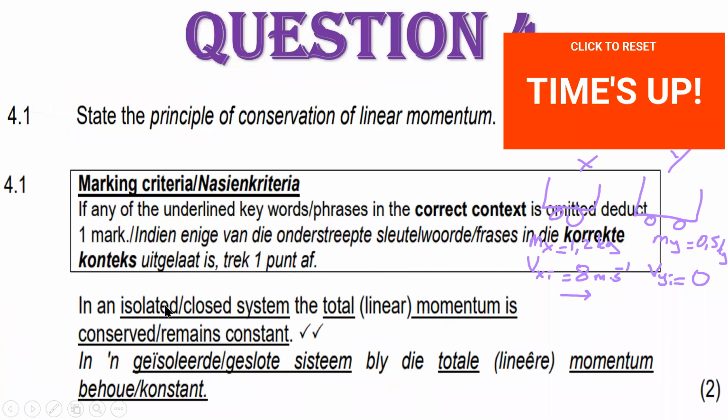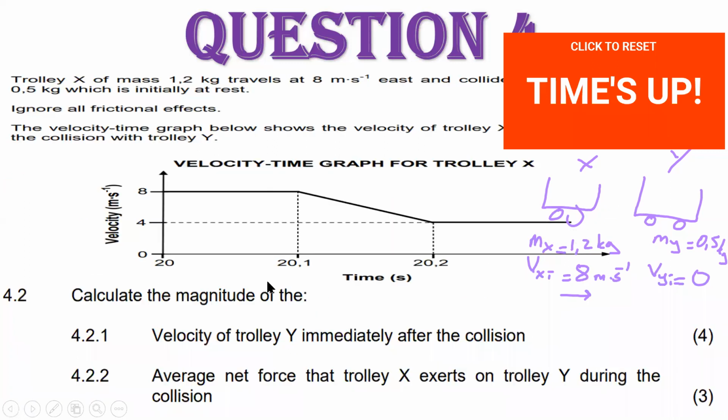If you see the underline, we have underlined words. If you forget about the isolated system and just say momentum is conserved or remains constant, you are losing your mark. Please remember, on the line, we should write everything.